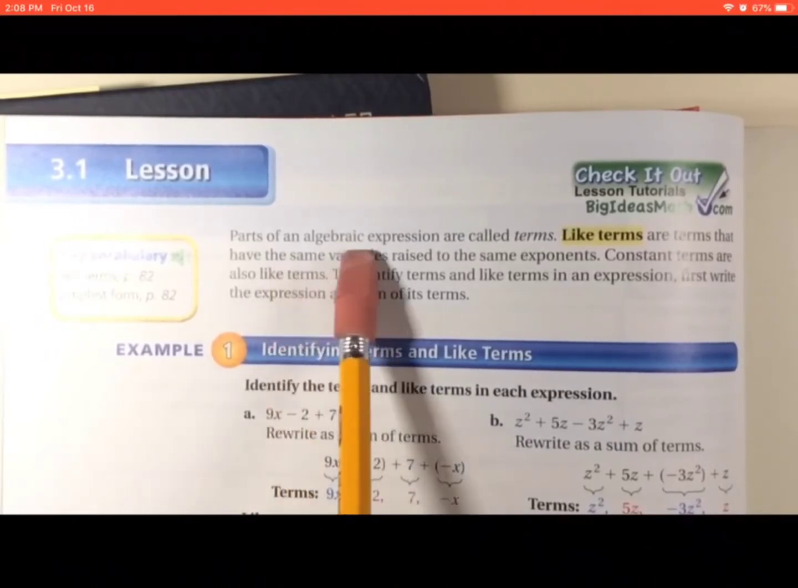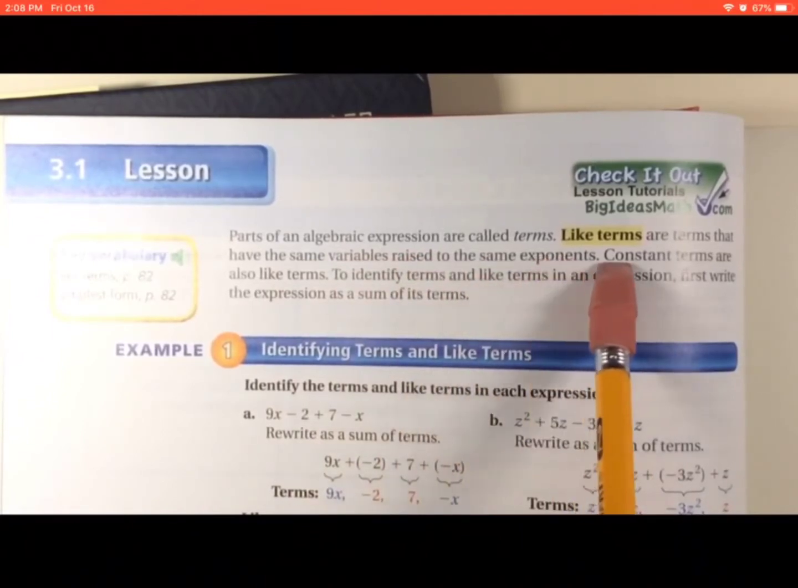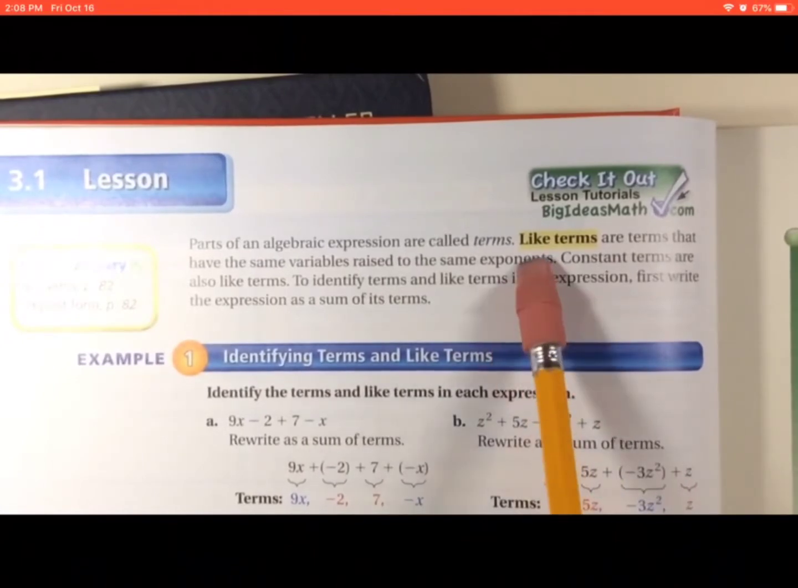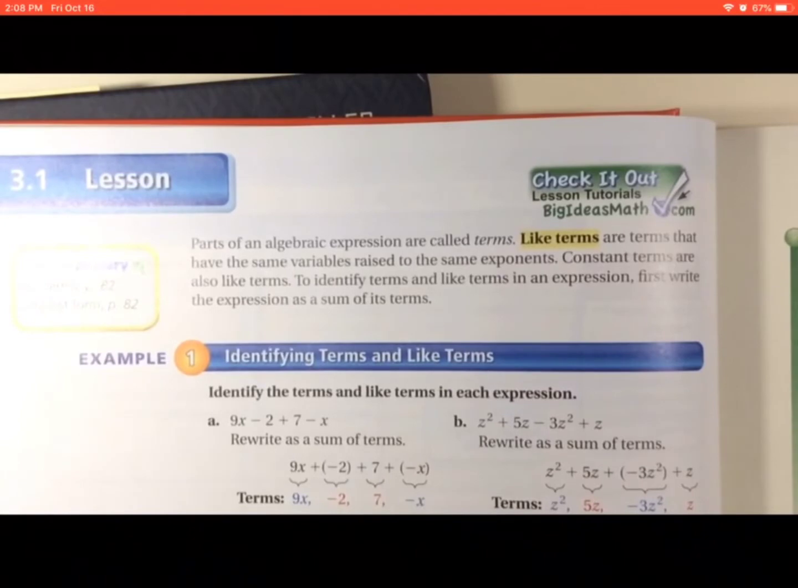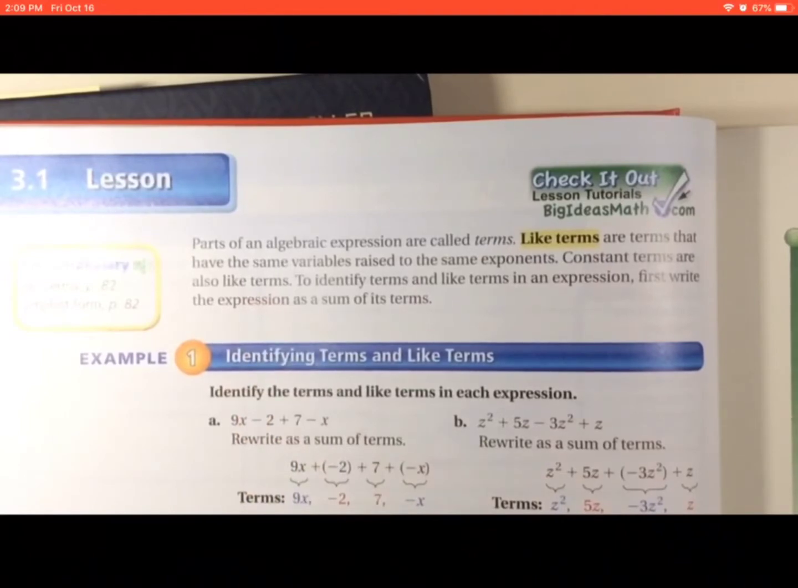So parts of an algebraic expression are called terms. Like terms are terms that have the same variable raised to the same exponent. We're not going to be raising them to exponents, at least not this early in the year, but we will be having different variables. So terms that have the same variable are called like terms. Constant terms are also like terms. Remember, constants are terms with no variable.